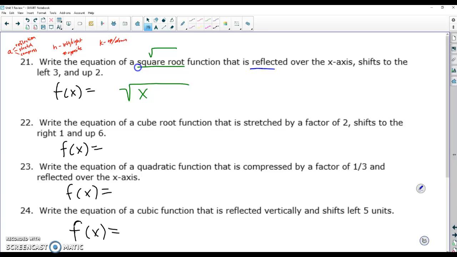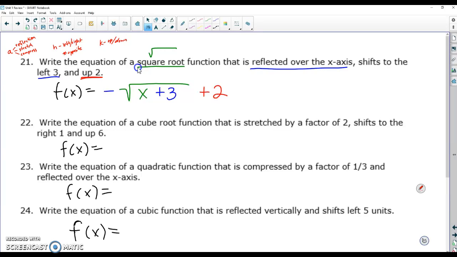So reflected over the x-axis indicates to me that there's a negative in the front. Left 3, anytime you want to move left and right, you have to put a number inside with the x. And to me, that's easy to remember because x goes left and right on the x-axis. Now, if you're going left 3, we're actually going to put in the opposite. So we're going to put plus 3. And then finally, we're going to go up 2. Up 2 to me, to everyone, means that we got to put a number at the end on the outside. That sign does not change.